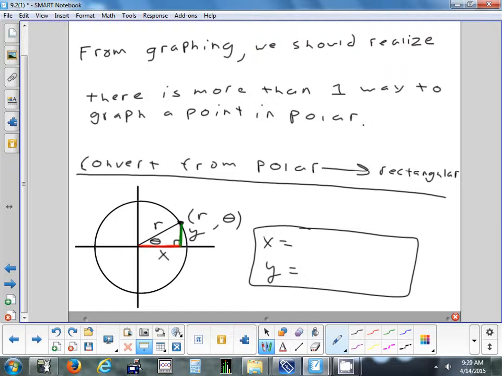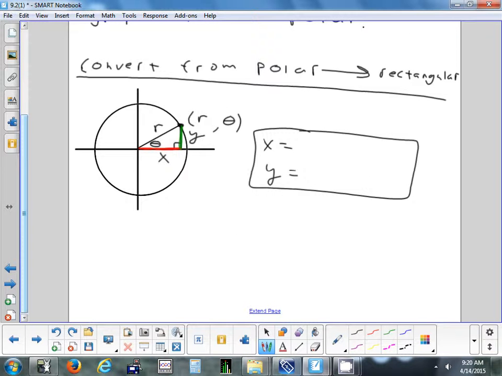Could you use the inverse sine and cosine to find the other two sides? You can use sine and cosine to find a side. If you were using inverse sine and cosine, that would be to solve for an angle. But we'll just use sine and cosine.